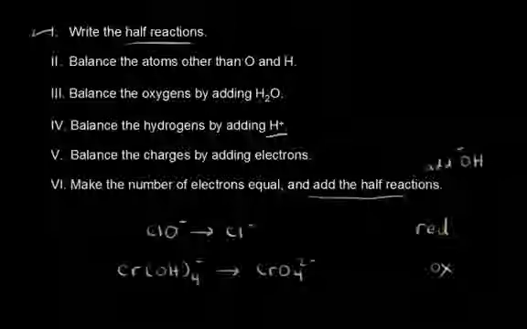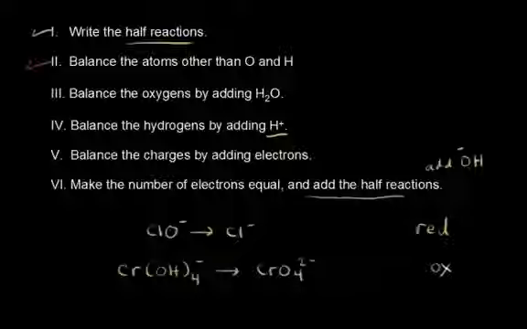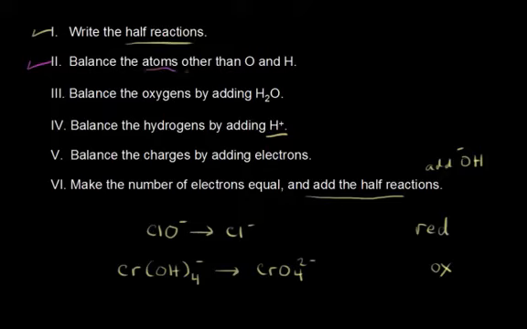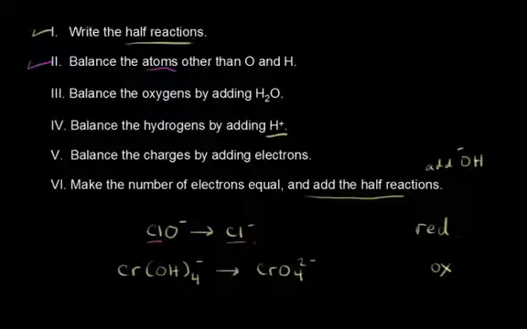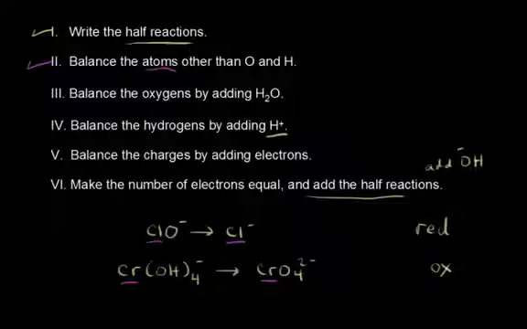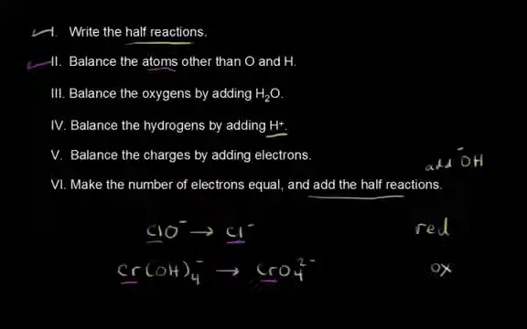So let's go to step 2. Balance the atoms other than oxygen and hydrogen. So for the reduction half reaction, that applies to chlorine. We have 1 chlorine on the left, and we have 1 on the right. So chlorine's balanced. In the oxidation half reaction, that applies to chromium, right? So 1 chromium on the left and 1 chromium on the right. So in this case, step 2 is already done for us. But always be careful, because sometimes you actually have to balance these atoms and it will affect your final answer.